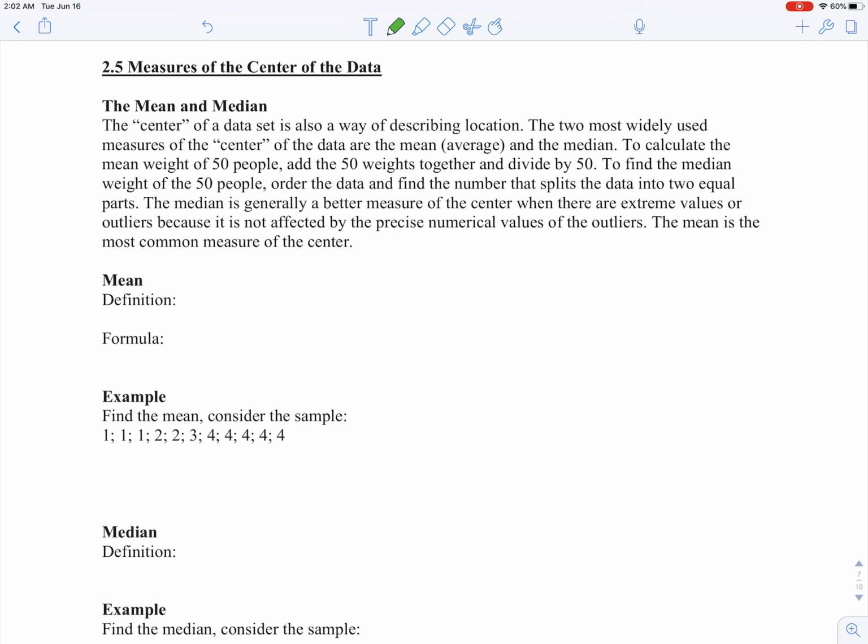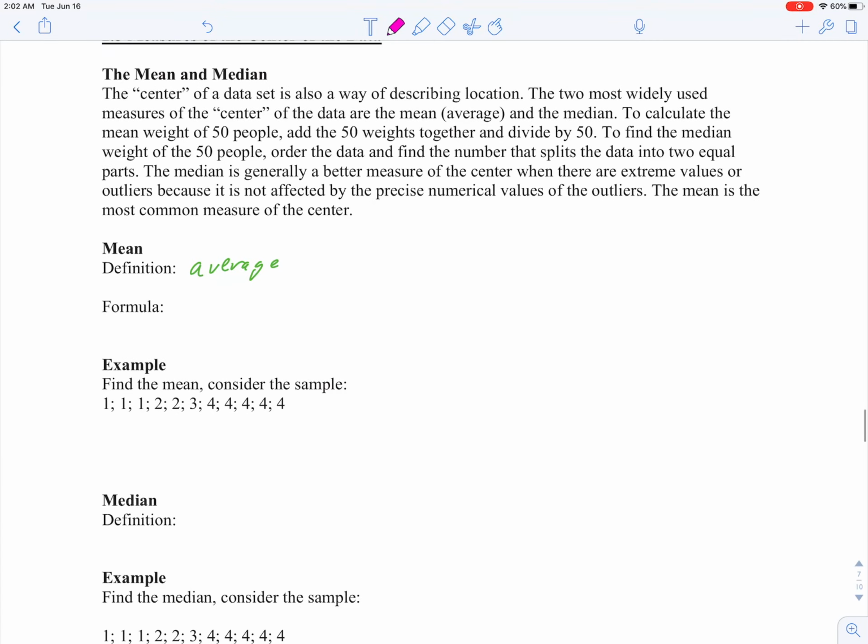So we talked about median is that physical center. So we're going to talk about this. So here, the definition of mean is just simply an average. That's the easiest definition of a mean. It's an average. Okay? The formula is, and this is a little weird formula.